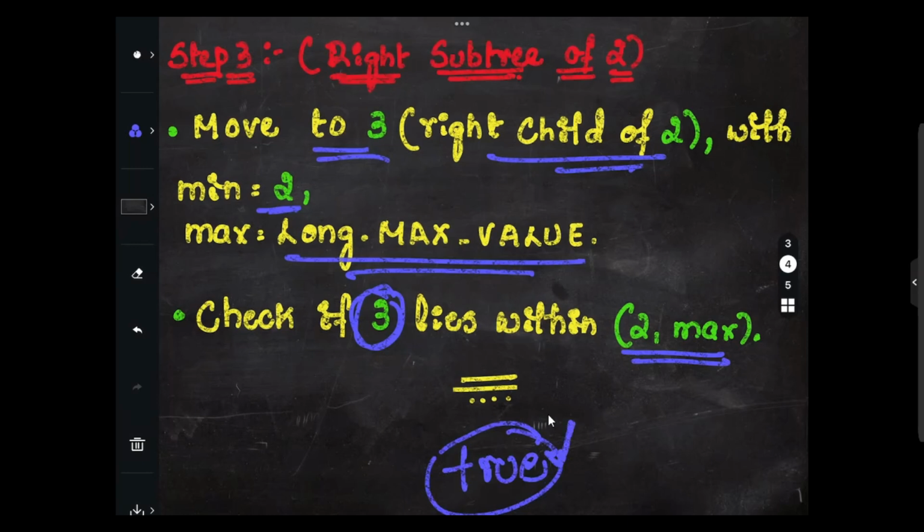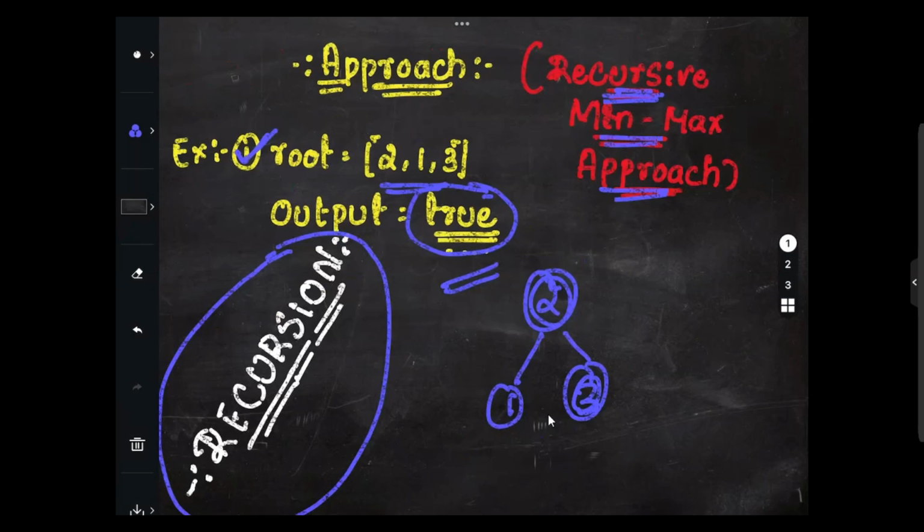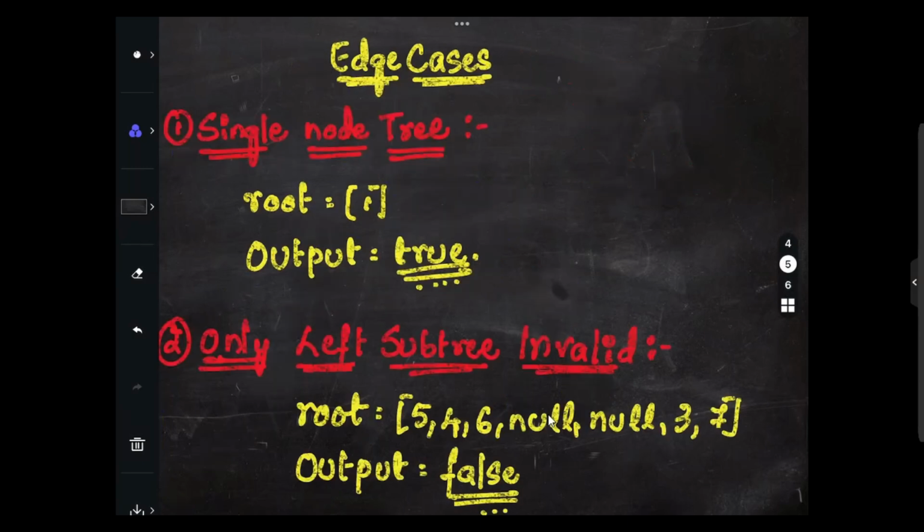So the output that we got here is true, and the output that they have given for example one in the question is also true, right? So the output that we got is equivalent to the output that they have given for example one in the question. So the approach works absolutely correct in this case. Now we are familiar with the approach, so let's discuss the edge cases quickly.